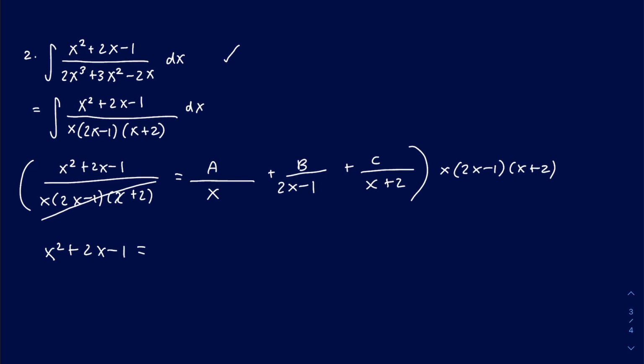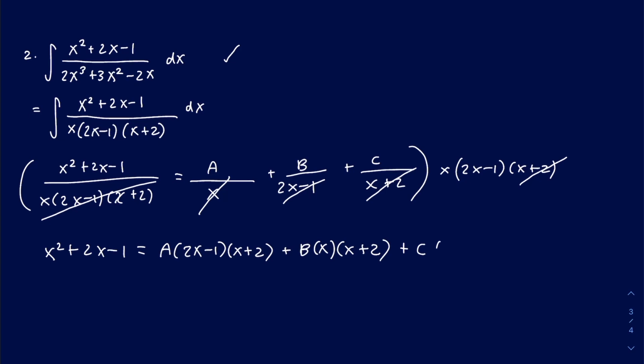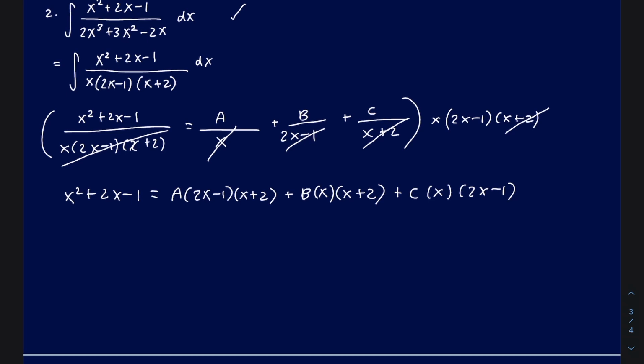And then on the right side, for the first fraction, we can cancel an x, and we get a times 2x minus 1 times x plus 2. Okay, and then for b, we can cancel out 2x minus 1. We're left with plus b times x plus 2. And then for c, we can cancel out x plus 2. We get c times x times 2x minus 1. Okay, and then from here, we can just substitute in variables, or actually constants, that make some of them zeros.